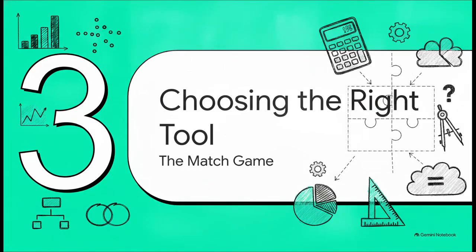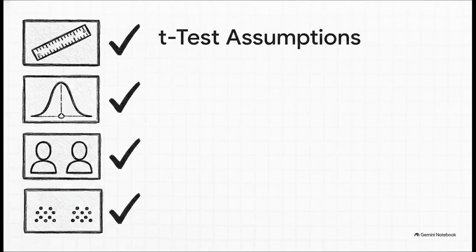This is essentially the match game. Picking the right statistical test isn't magic. It's honestly just a matching game. Let's look at one of the heavy hitters, the t-test. But hold on, you can't just use it blindly. It has strict assumptions. Your dependent variable must be numeric, the data should be roughly normally distributed, your observations have to be independent, and the 2 groups should have approximately equal variances, which we double-check with a Levene's test.